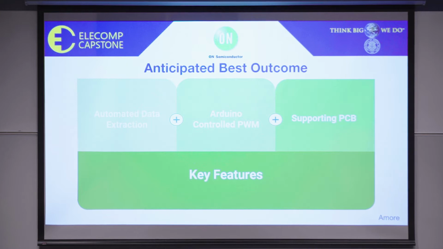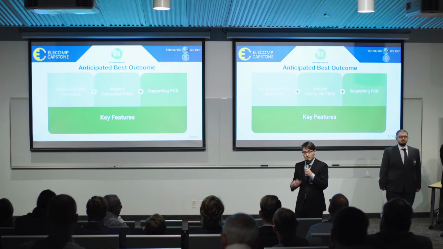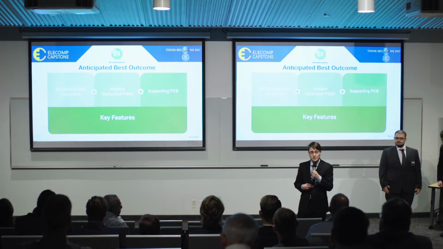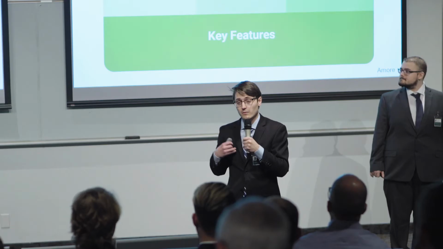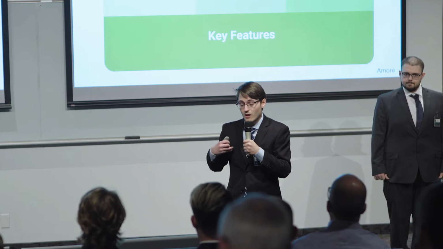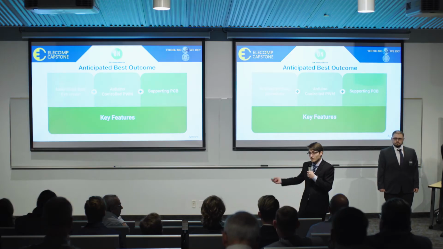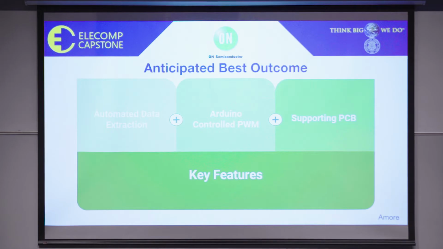So the anticipated best outcome is to take the current system and fully automate it. Some key features are automated data extraction, so taking data from the oscilloscope and presenting it in a usable fashion, such as through Excel or an onboard display. Arduino-controlled PWM, so removing a clunky function generator that needs to be continuously updated. And lastly, creating a supporting PCB for the aforementioned features.